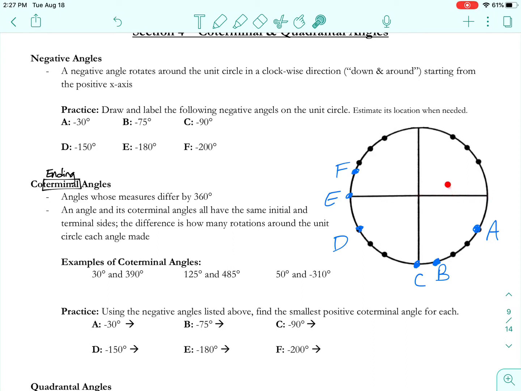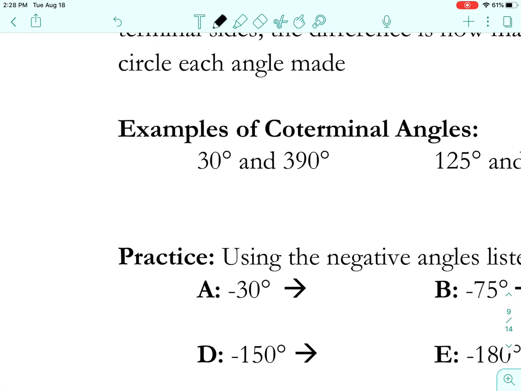What if I wanted to go around the circle again? Another 360 degrees. That would be 720 degrees, but it's still the same ending location. This line right here, this dot represents 0, 360, 720. You can keep going around and around and around and ending in the same place, and all of those represent different degree measures.